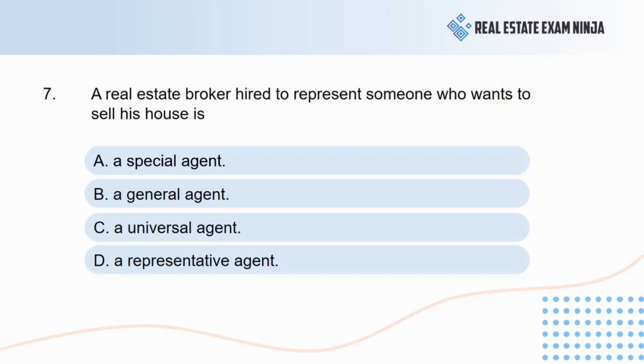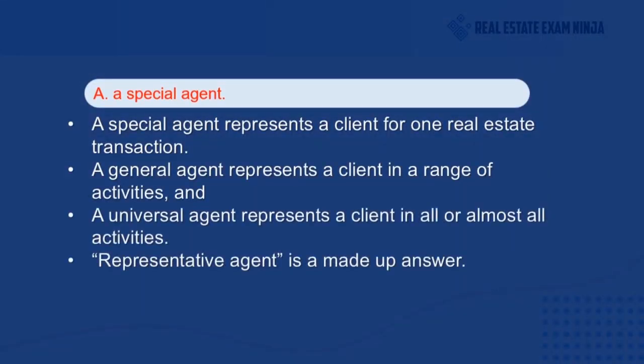The correct answer is A. A special agent represents a client for one real estate transaction. A general agent represents a client in a range of activities, and a universal agent represents a client in all or almost all activities. Representative agent is a made-up answer.